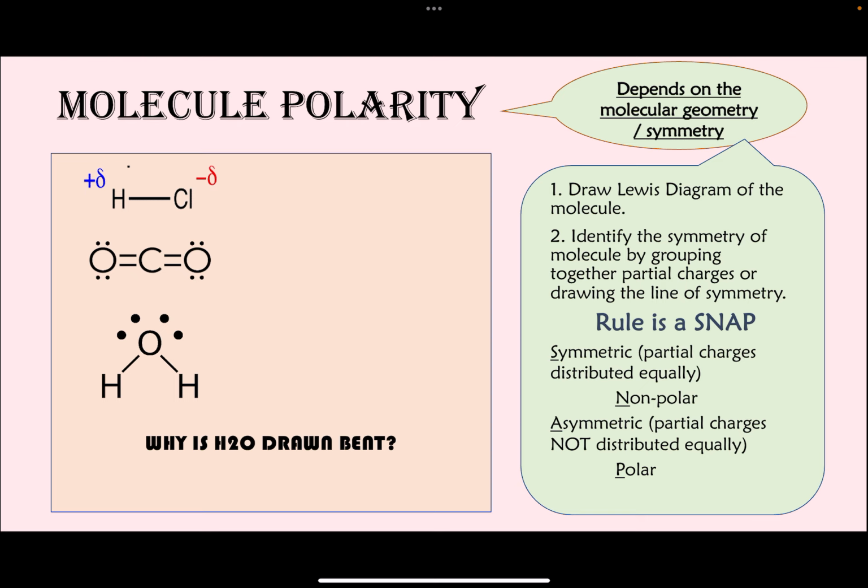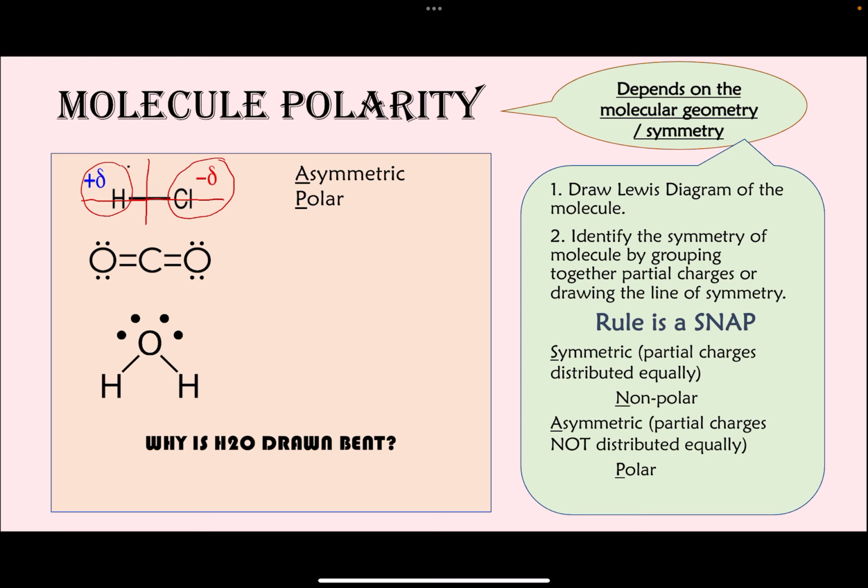So if we try to draw the line of symmetry, remember the line of symmetry could be this or this. It's a good idea to draw both. If we draw a line in the center, we are going to see that one side of the molecule is partial positively charged, the other side is partial negatively charged. So this represents an asymmetric distribution of partial charges. That means we have a polar molecule.